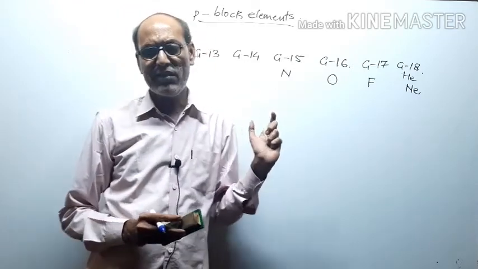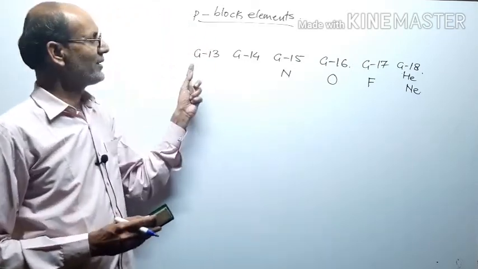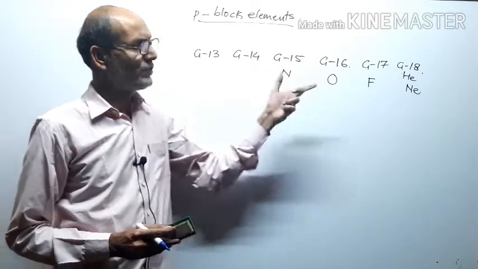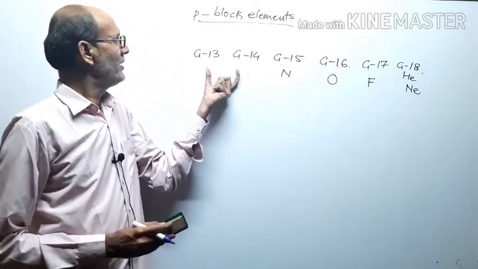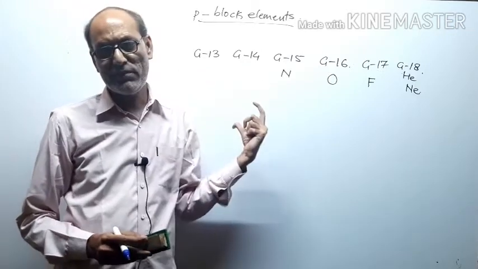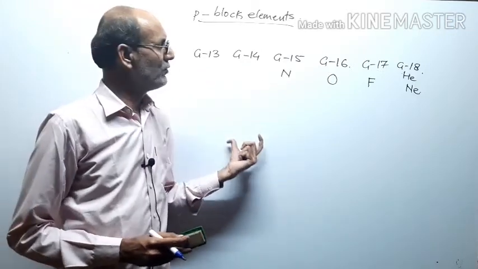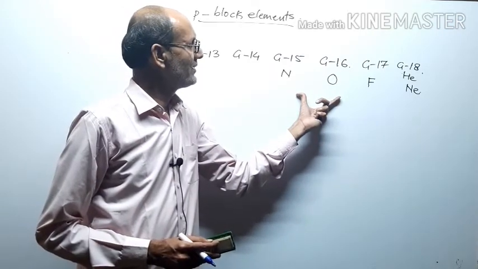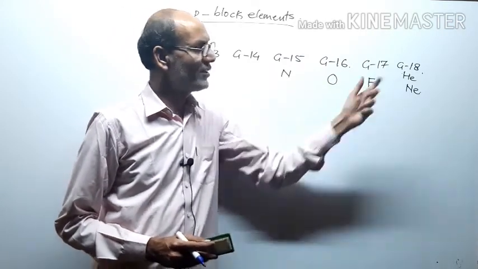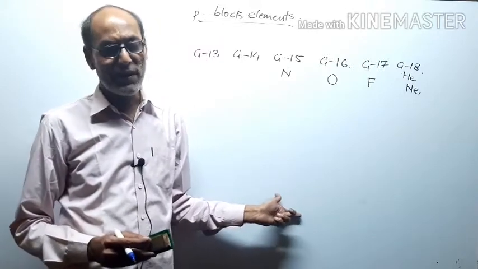Total elements of P block are group 13 to group 18, but we have already studied group 13 and group 14 elements in class 11th. So we will study now group 15, 16, 17 and 18 elements in class 12.